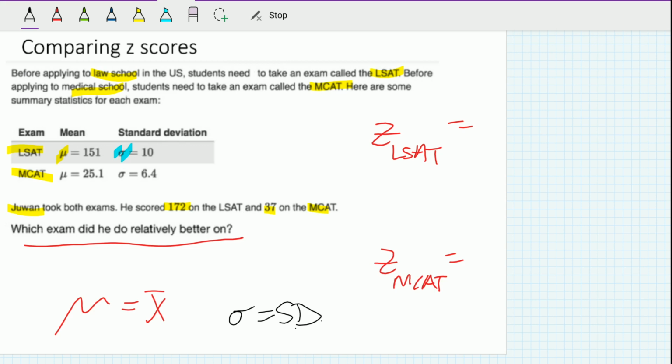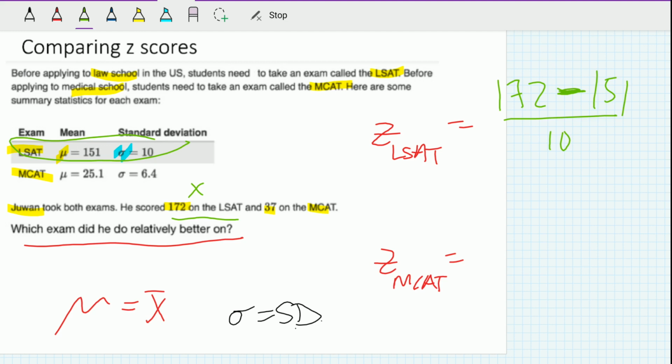So let me just try to organize myself. So the LSAT, I'm going to do it in green. He scored a 172 on the LSAT, so this is his score. So 172 minus, we know the equation says subtract the average, which is 151, and then divide that by the standard deviation, which is 10. Okay, so that'll be for the LSAT.